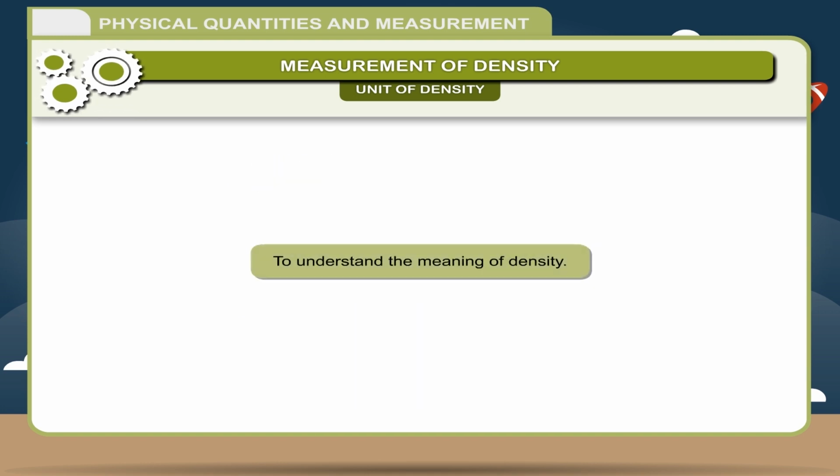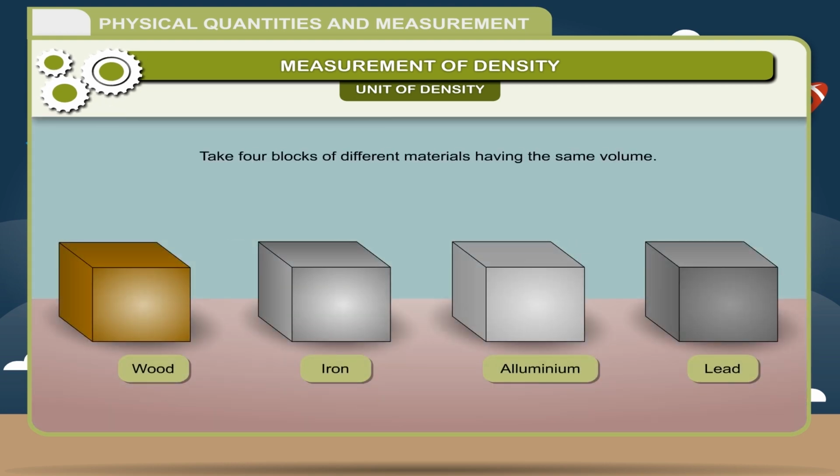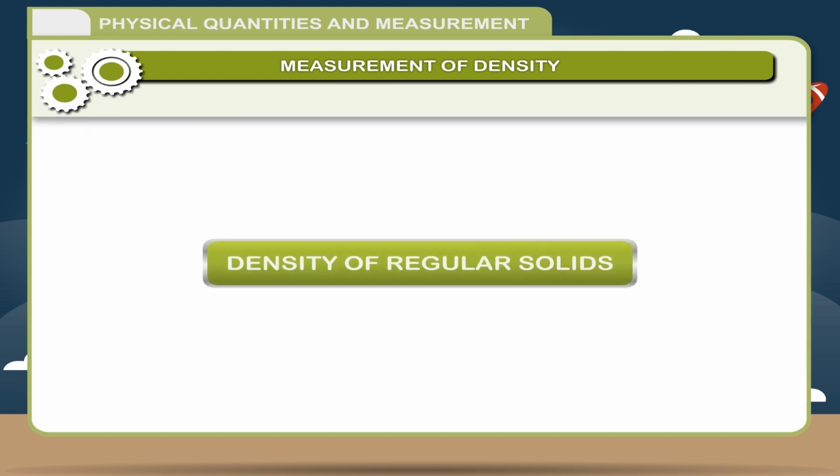Activity: to understand the meaning of density. Take 4 blocks of different materials having the same volume. Weigh them and compare their masses. Find out the densities of each using ρ is equal to m divided by V and list them in increasing and decreasing order of their densities. Also find out the material which is more dense.